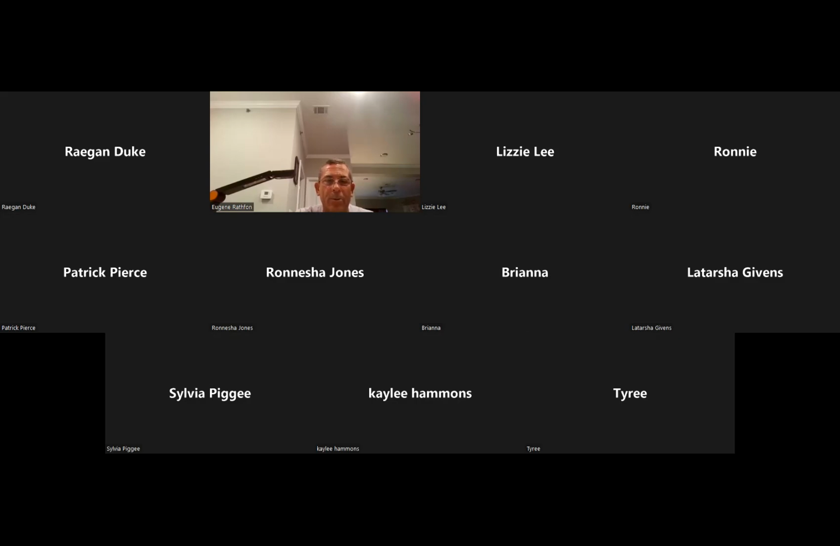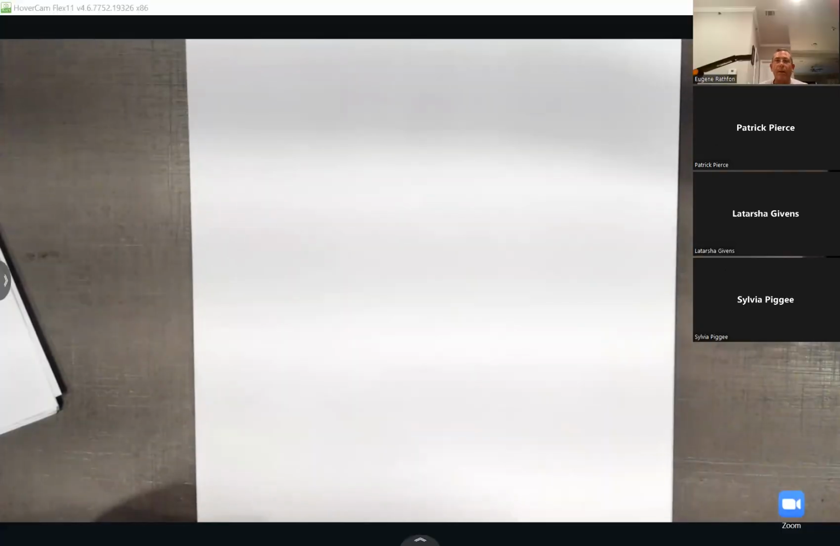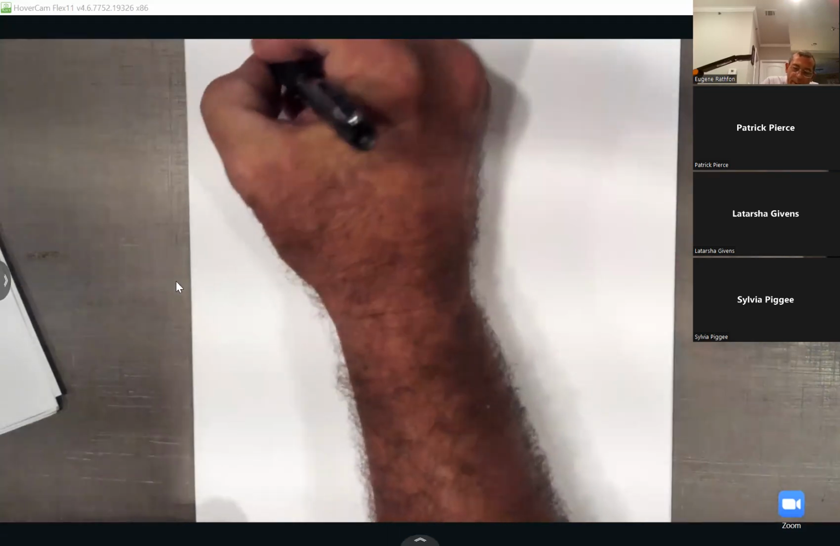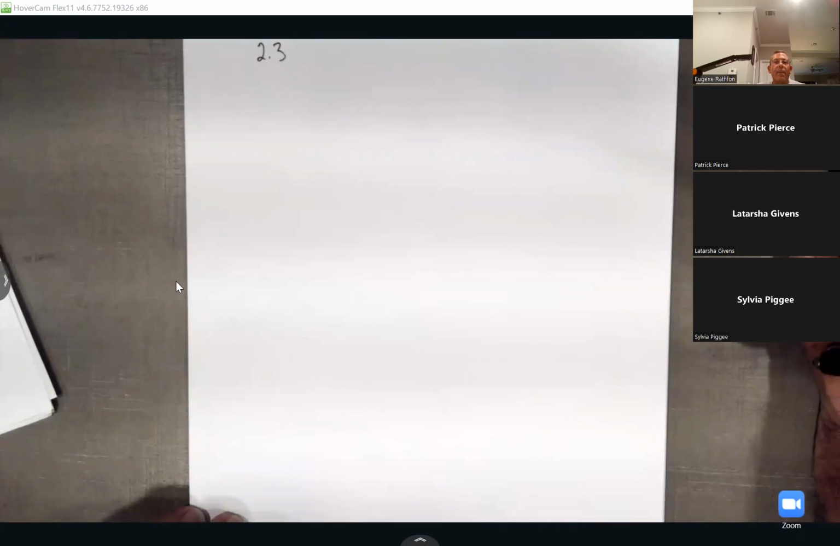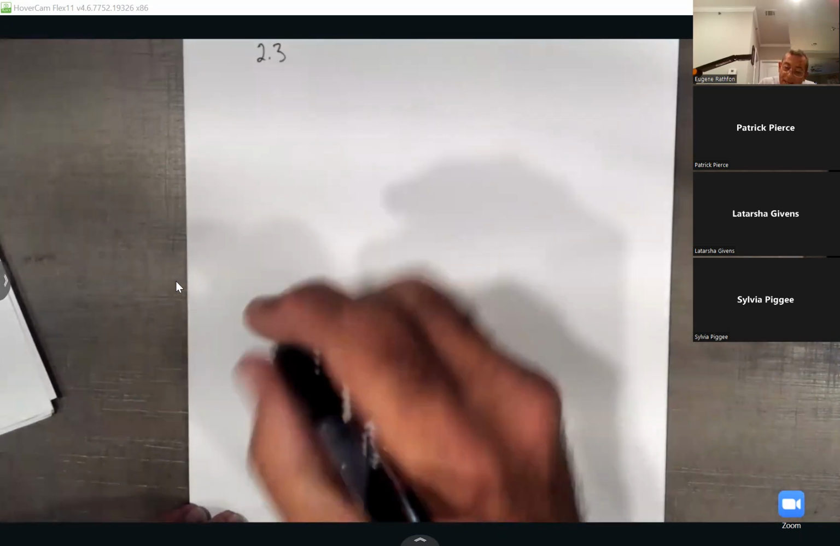All right, so let's start our 2.3. It sort of starts out with definitions. All right, y'all, so 2.3. Let me pull it up just a little. It deals with finding domain and range.